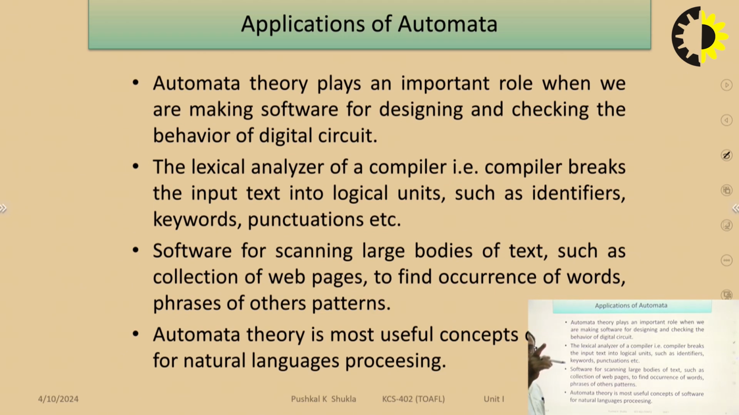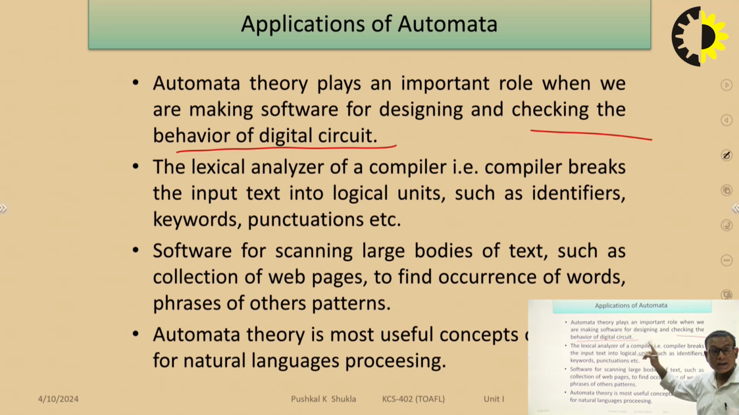Now comes the application of automata theory. Automata theory plays an important role when you are making software for designing and checking the behavior of digital circuits. This is an application of automata theory.